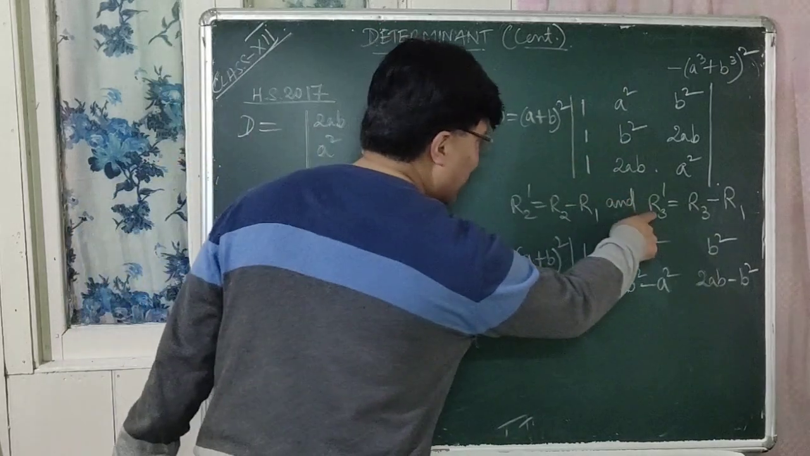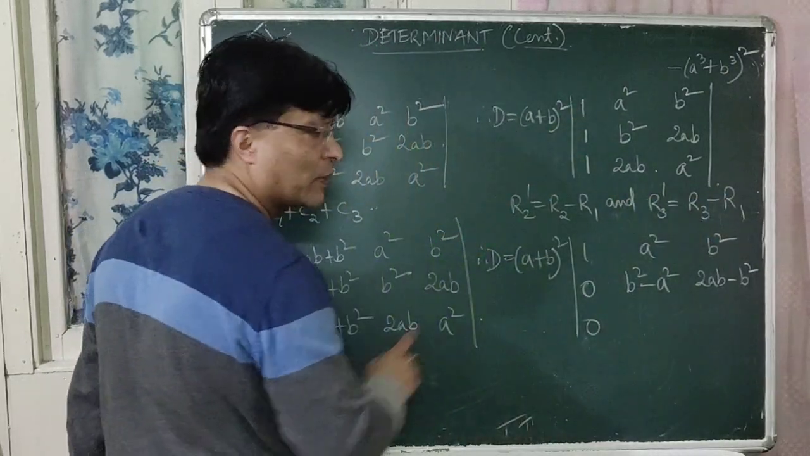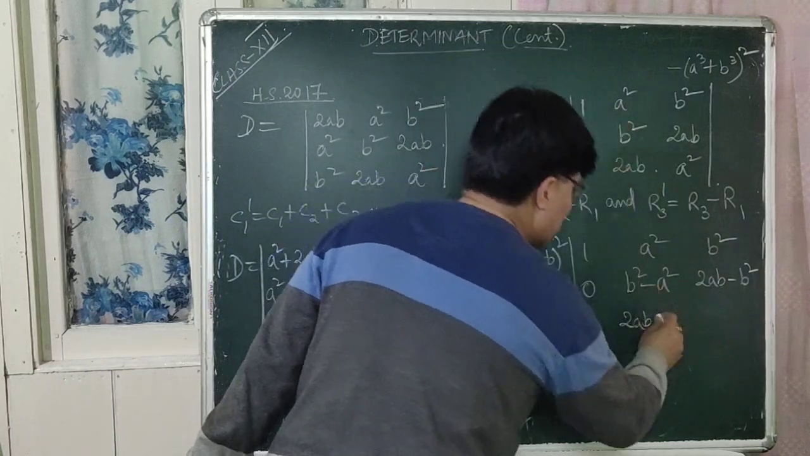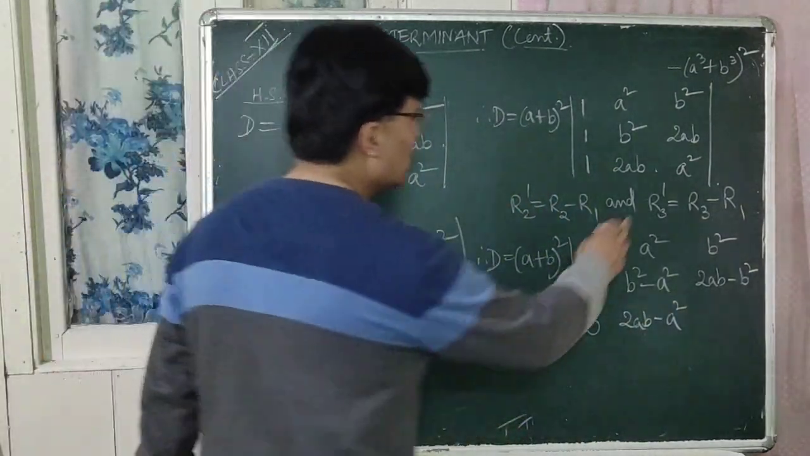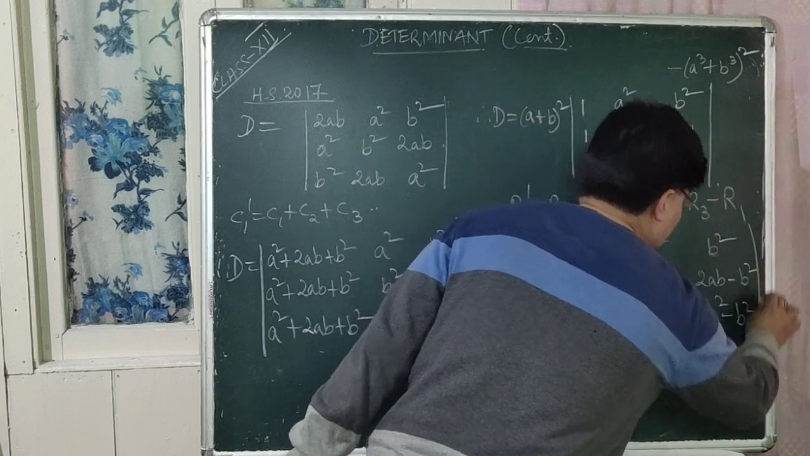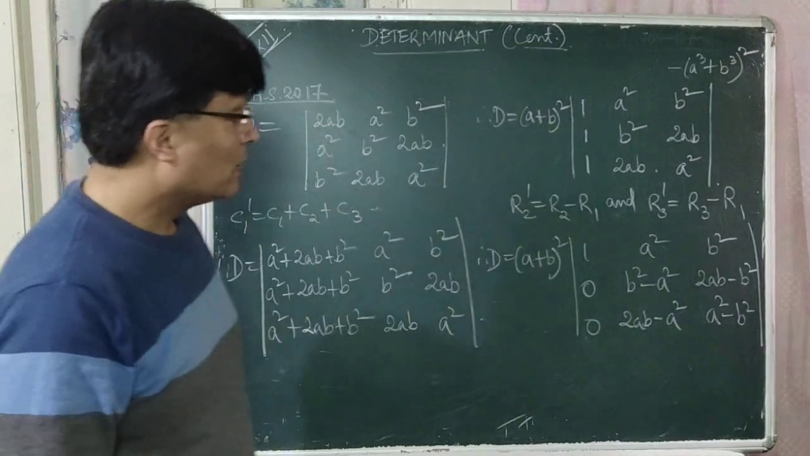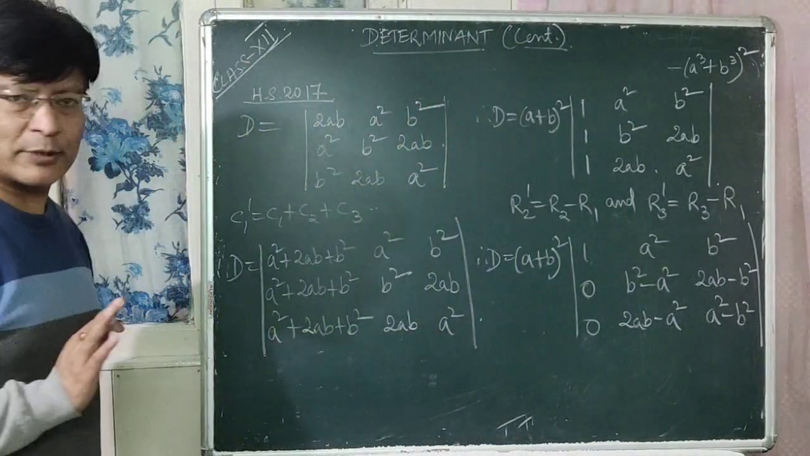Next, what is R3 dash? R3 minus R1. This is 1 minus 1 is 0. Next, 2AB minus A square. Right? Next one is A square minus B square. So here the determinant sign is closed. So I think it's clear. So I think you have understood it.